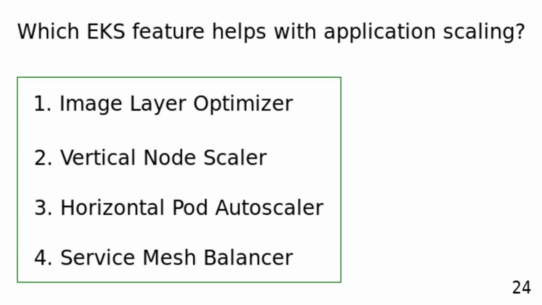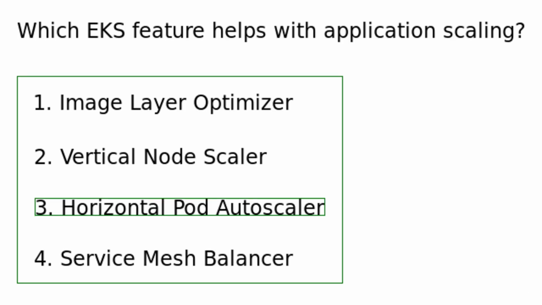Which EKS feature helps with application scaling? Image Layer Optimizer, Vertical Node Scaler, Horizontal Pod Autoscaler, Service Mesh Balancer. The Horizontal Pod Autoscaler in EKS automatically scales the number of pods based on observed CPU utilization.